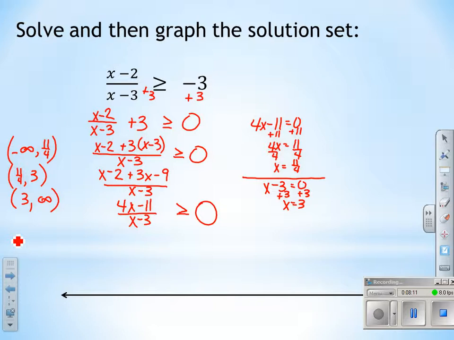Okay, so graphing that on the number line, again, if this was 11/4 down here, and we wanted to graph 11/4 to negative infinity, we'd have the parenthesis here, and extending to the left, and then 3 would be up here, parenthesis at 3, and then arrow extending to the right.